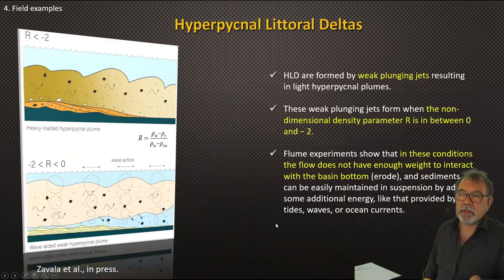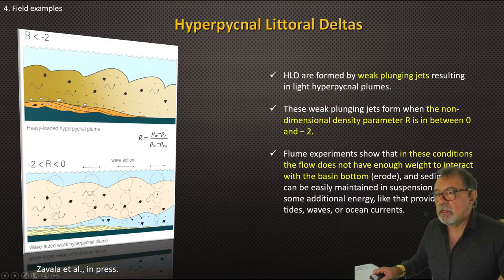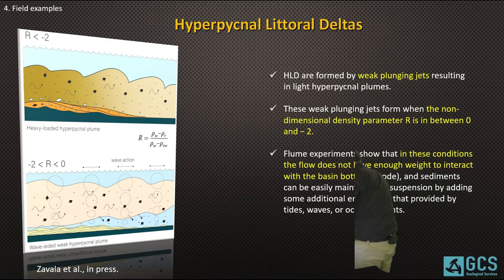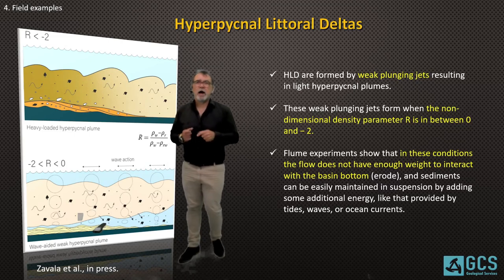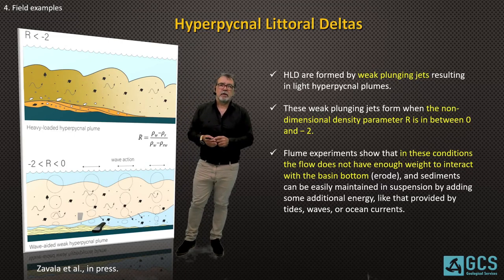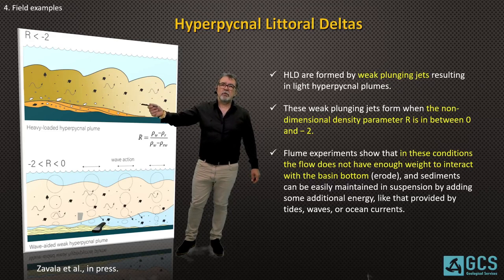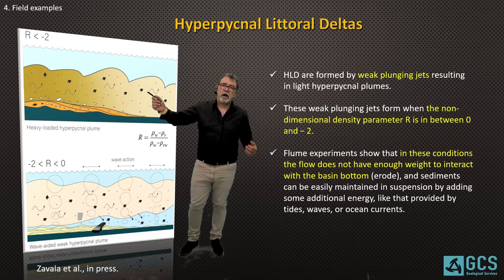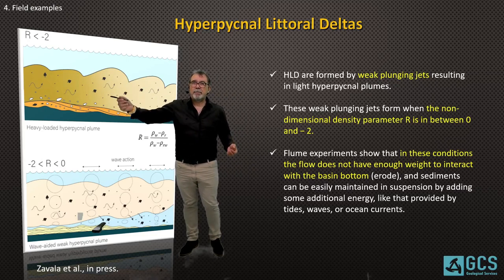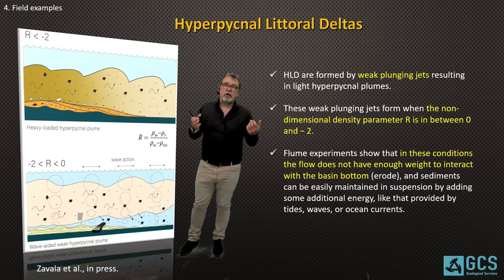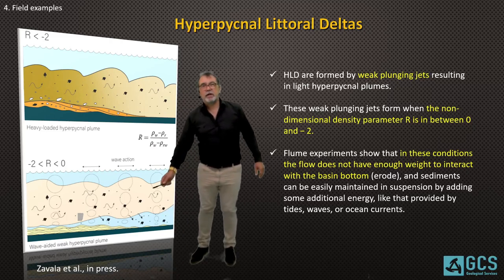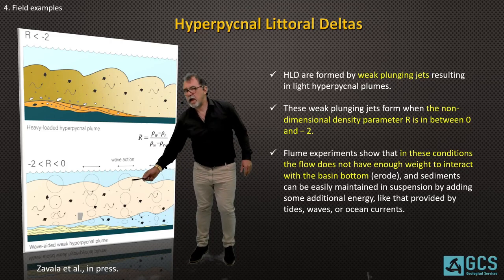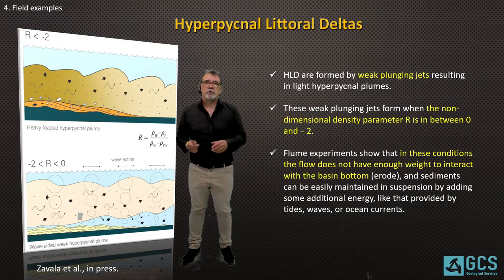This kind of hyperpycnal littoral delta is originated with these hyperpycnal flows. Very heavy hyperpycnal flows usually form subaqueous hyperpycnal deltas or hyperpycnal fan deltas. But if your hyperpycnal flow is not really heavy, the flow will plunge and can interact with waves and with tide. So the deposit will be absolutely different.